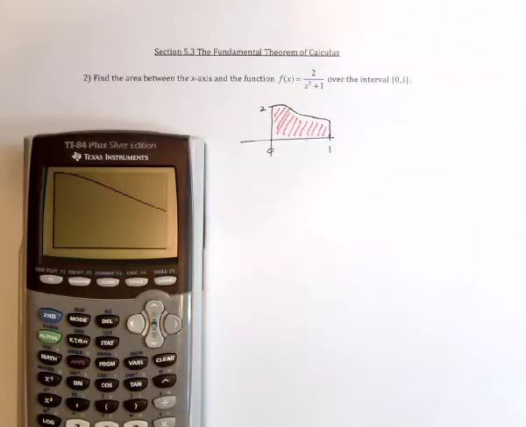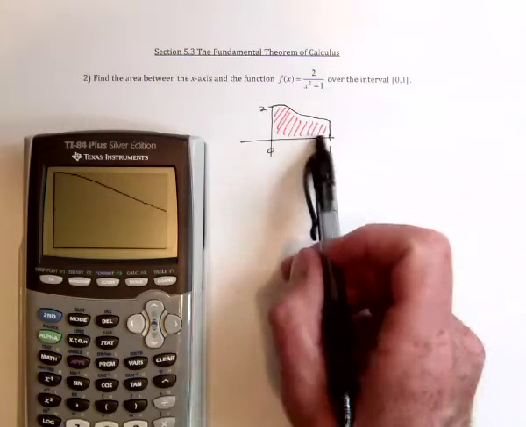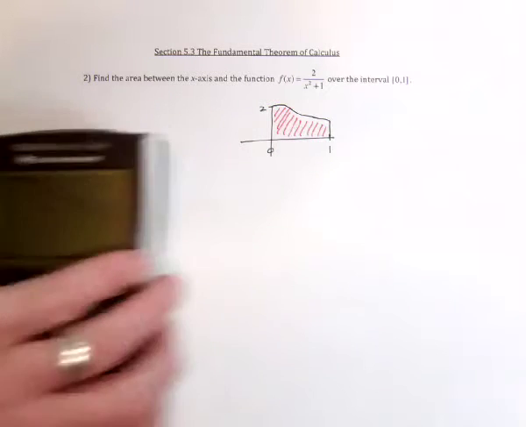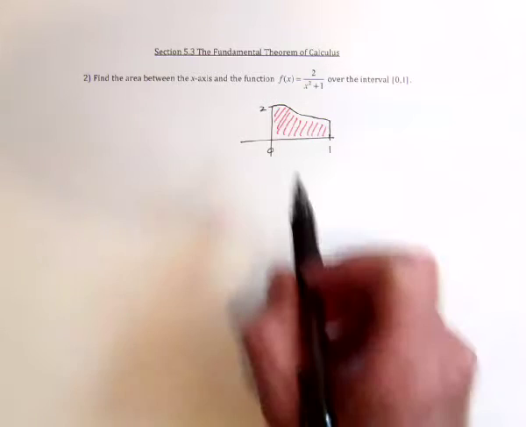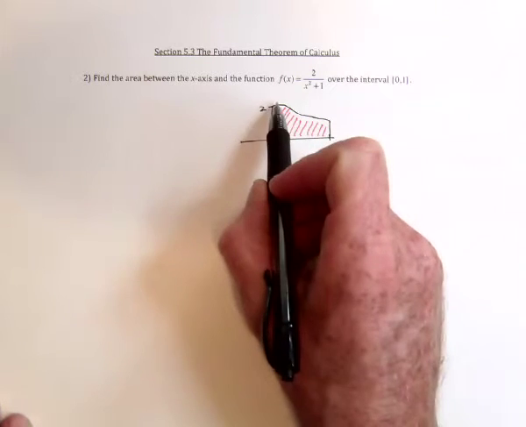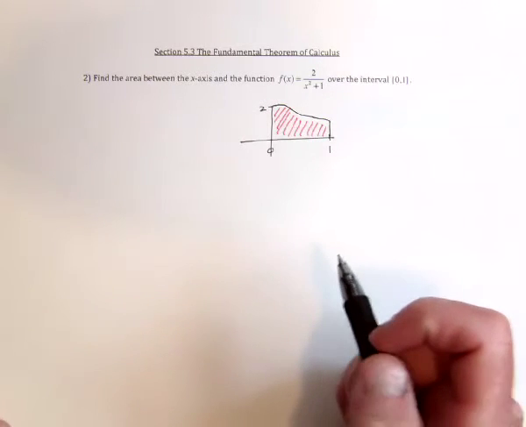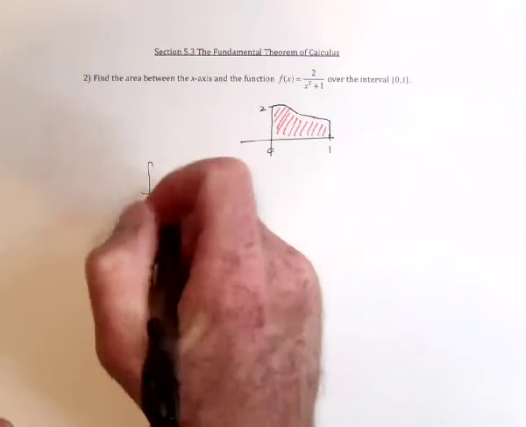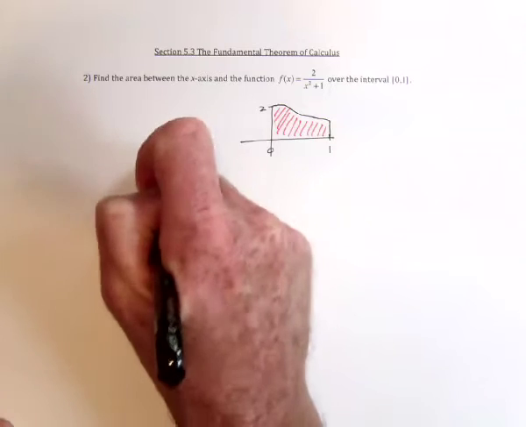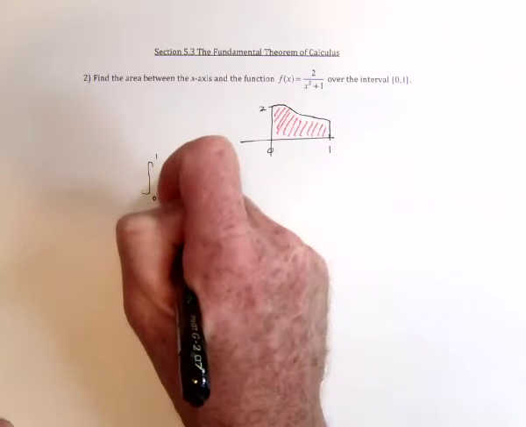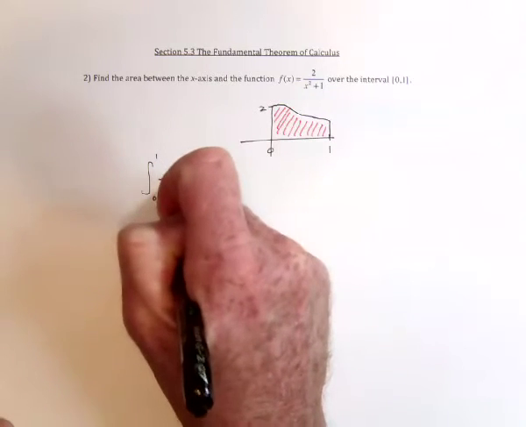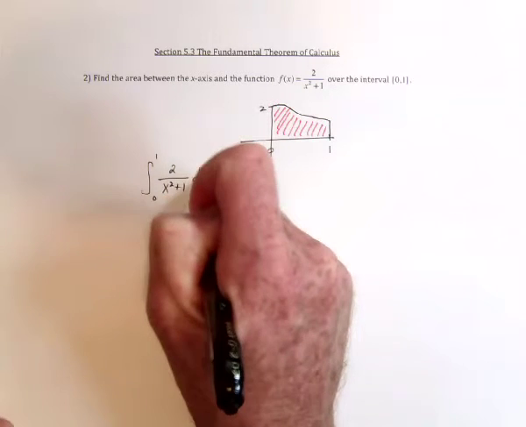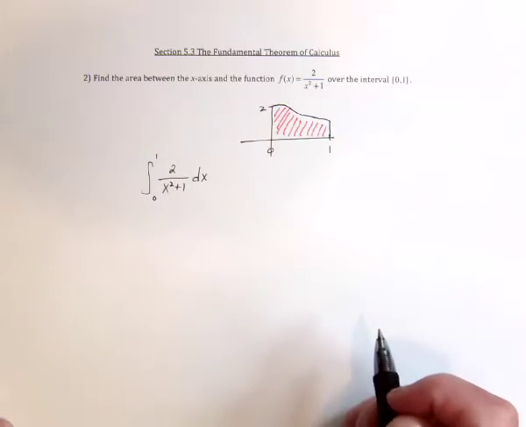Well, one way to do it is with rectangles, also known as Riemann sums. Divide this interval into n rectangles and then find the height by substituting a value into the function. Or what we could do is integrate. Find the antiderivative on the interval from 0 to 1 of 2 over x squared plus 1 with respect to x as the variable.